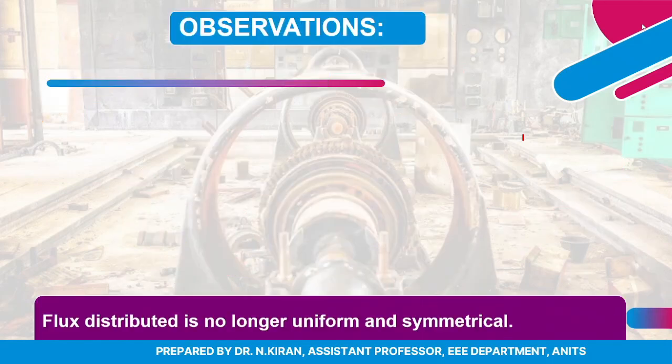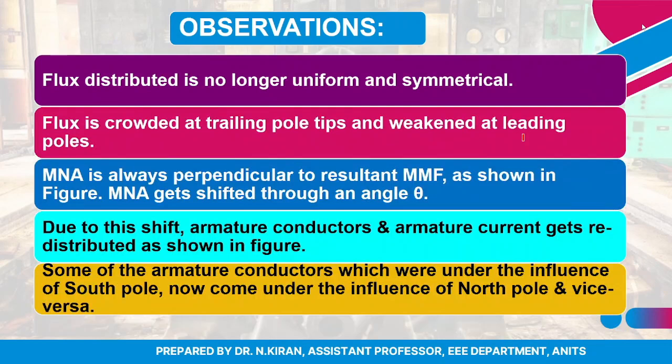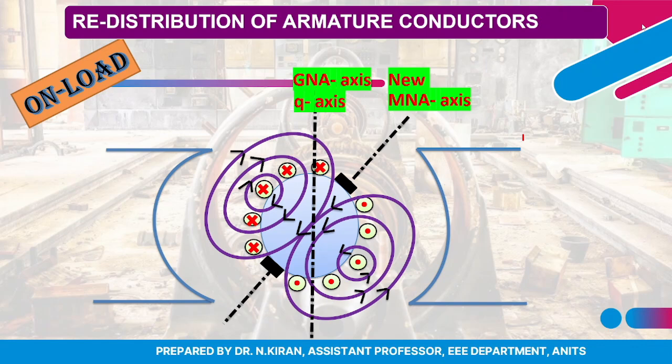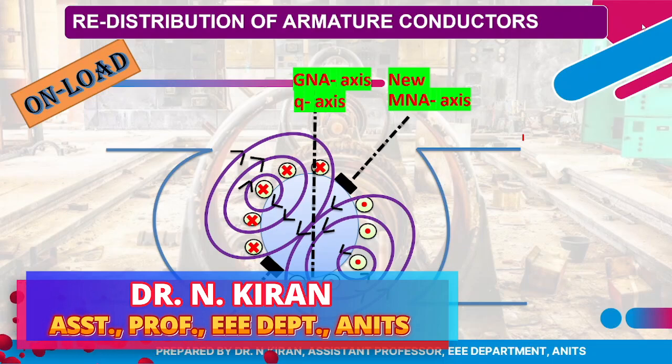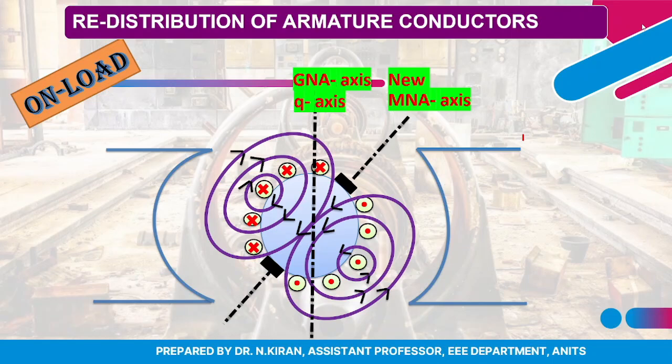As I already told you, the flux distribution is no longer uniform and symmetrical. At the trailing pole tips, flux is crowded. At the leading pole tips, flux is weakened. And the MNA is always perpendicular to the resultant MMF. Here the new MNA is shifted through some angle theta. Because of this shift theta, the armature conductors and armature current get redistributed as shown. Previously, since both were coinciding, towards the left I had cross and towards the right I had dot. Since the MNA axis has been shifted through some angle, the current distribution as well as the MMF distribution will change accordingly, as shown in the figure.